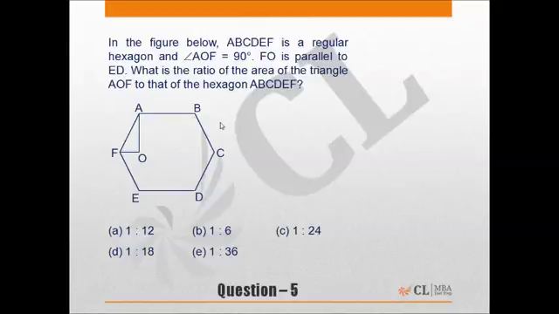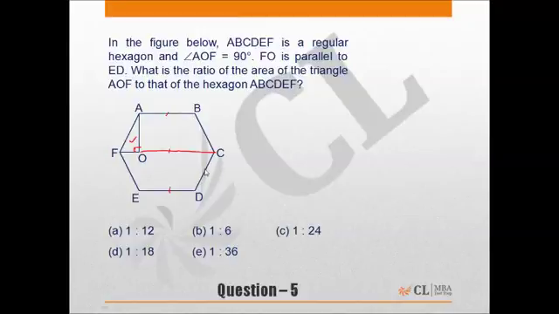In the figure below, ABCDEF is a regular hexagon. Angle AOF, this angle, is 90 degrees. FO is parallel to ED. This line is parallel to ED. So these three lines in the regular hexagon will be parallel. What is the ratio of the area of triangle AOF to that entire hexagon?